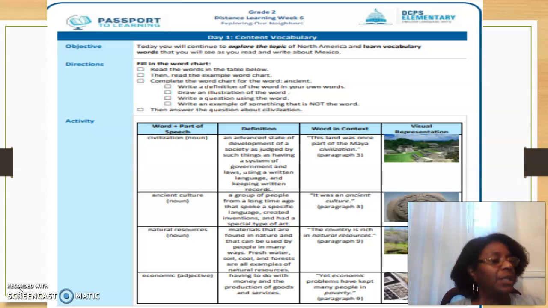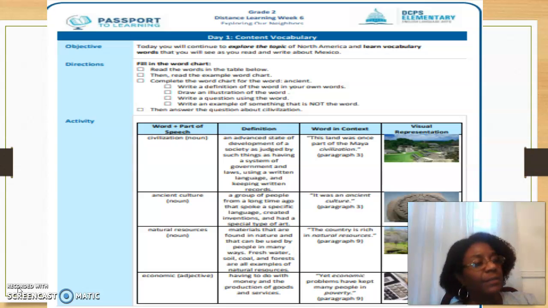Okay, next word, going back to that first column, it says ancient culture. That's also a noun, it's a thing. All right, the definition of ancient culture says a group of people from a long time ago that spoke a specific language, created inventions, and had a special type of art. And in context, it says it was an ancient culture. All right, and the photograph there is something from ancient culture.